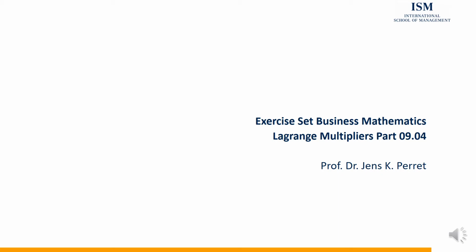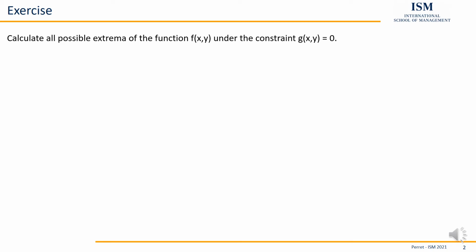This time with an exercise on Lagrange multipliers. So let's have a look at the exercise. Here we have: calculate all possible extrema of the function f of x and y under the constraint g of x and y equal to 0. Then we have the function f being the ln of x squared plus y, and we have as the constraint function g as x plus y minus 1. As g is equal to 0, this second constraint actually means x plus y needs to be equal to 1.